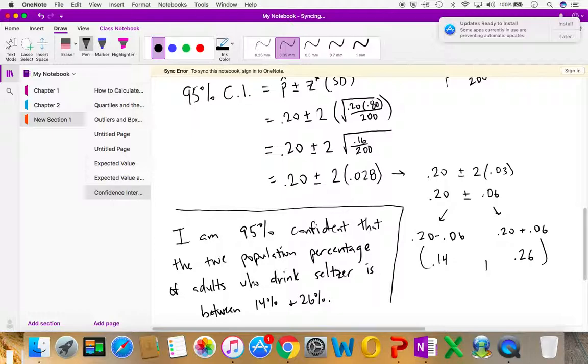Okay. I'm going to follow up on confidence intervals in the next video, but hopefully this gives you a brief overview of the difference between confidence level and the width of confidence intervals, and then most importantly, how to calculate a confidence interval.